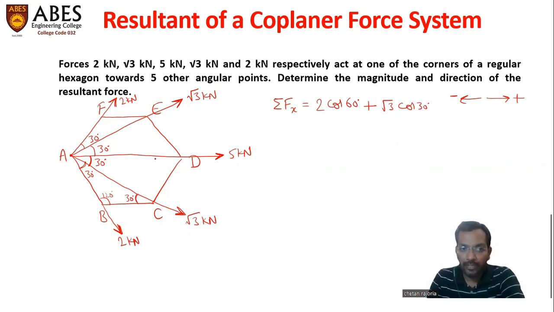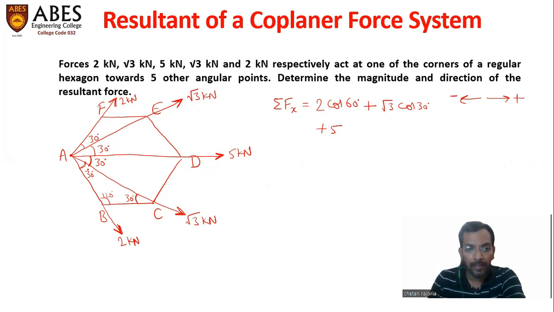Now let's consider the next force, 5 kilonewton. Now you can see it very clearly that 5 kilonewton is completely horizontal. It's purely horizontal. So actually we should write 5 kilonewton cos 0. And now we know that cos 0 is 1. So we can write it simply as 5.